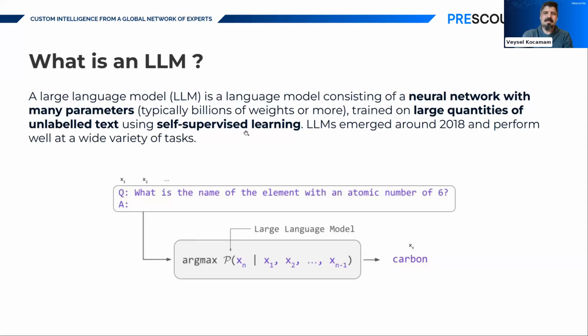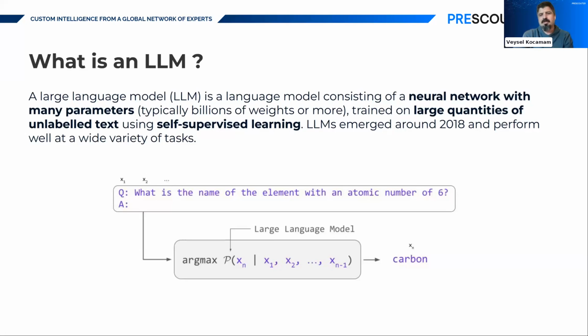So LLMs we can basically describe in one sentence. It's a language model, like a neural network with billions of parameters, trained on large quantities of unlabeled text from around the web, using self-supervised learning, which means requiring no labels at all, but creating signals to learn from the text itself.